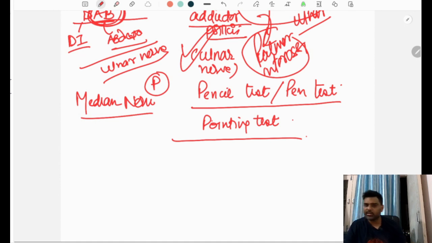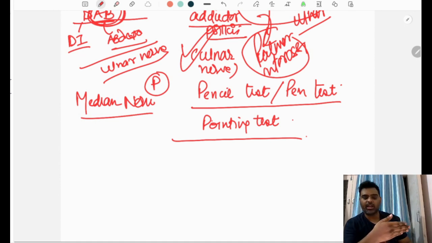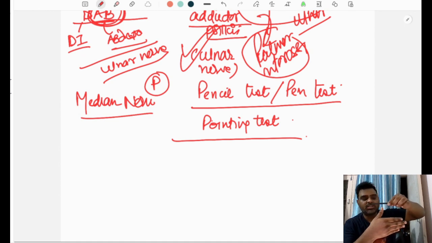Okay, so what is the pencil test? If this is my hand, I will keep the pen slightly above the thumb, and I will ask the patient to abduct the thumb and touch it. For example, I am able to touch this pen, and the muscle which is involved is abductor pollicis.